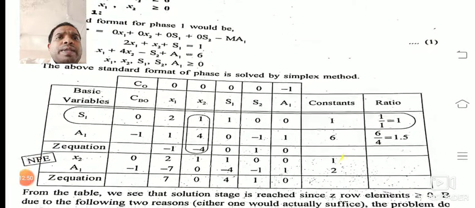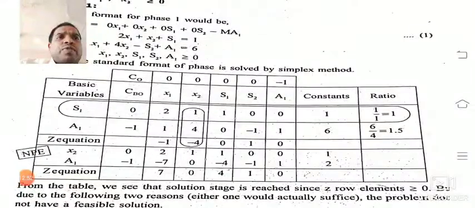Now form the table here. The coefficients are 0, 0, 0 from the objective function, and in the second row the basic variables, objective function, x1, x2, s1, s2, a1, with basic variables s1 and a1. Here apply the formula, that is the summation of CBO into xi minus CO.